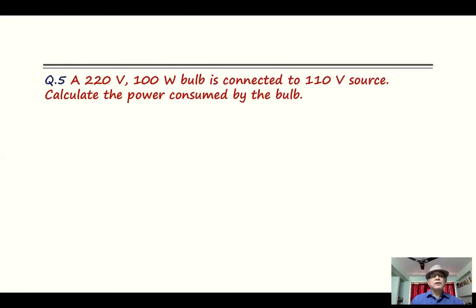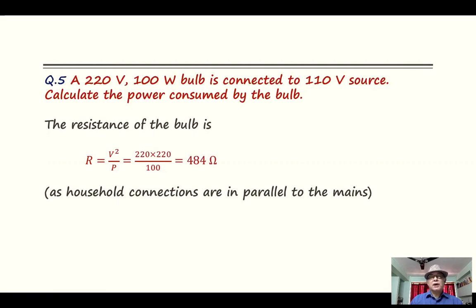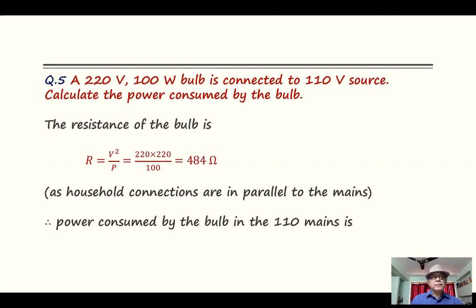Question 5. A 220 volt 100 watt bulb is connected to 110 volt source. Calculate the power consumed by the bulb. The resistance of the bulb is R equal to V square by P equal to 484 ohm, as household connections are in parallel to the mains. Therefore, power consumed by the bulb in the 110 volt mains is P1 equal to V dash square by R equal to 25 watt.